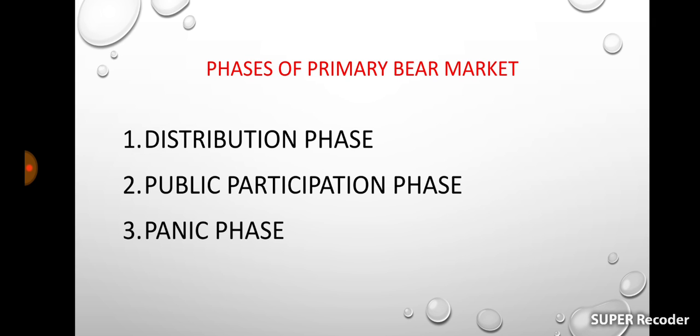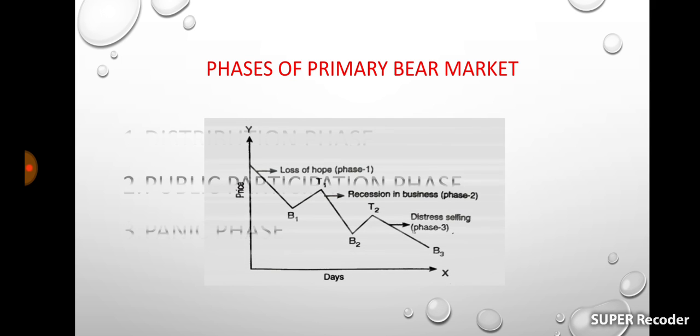Now these are the phases of a primary bear market. First one is distribution phase, second one is public participation phase, and the third one is panic phase. Here in this graph you can see the different phases of a primary bear market. B1 represents the distribution phase, B2 represents the public participation phase and B3 represents the panic phase. The movements opposite to the primary trend, like T1 and T2, are the secondary trends.